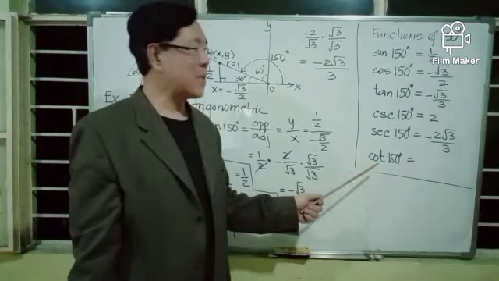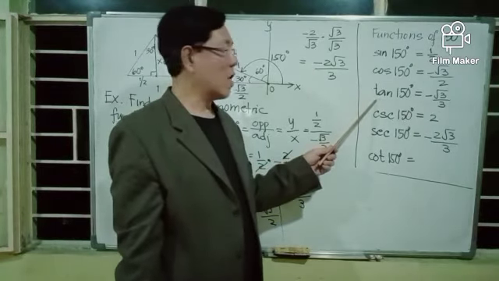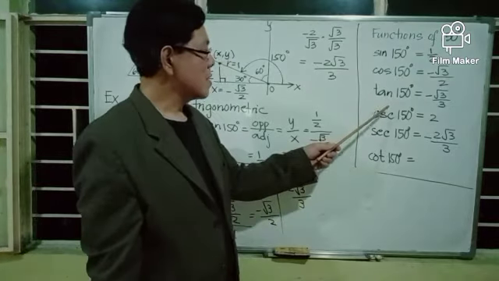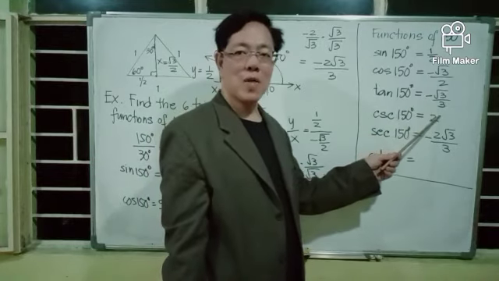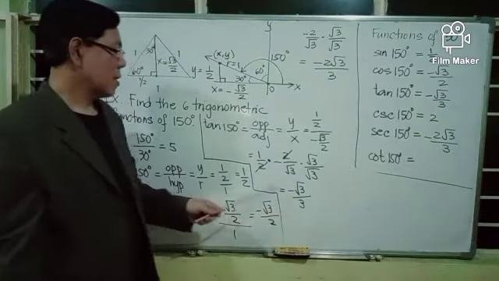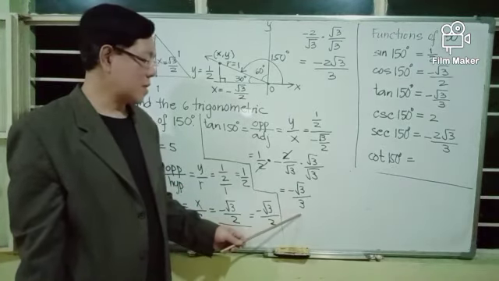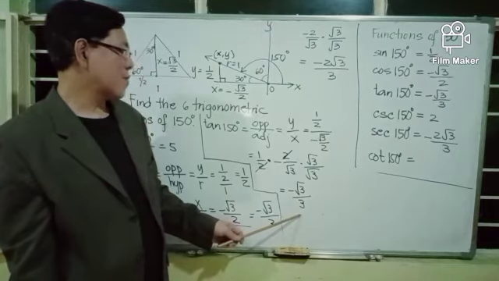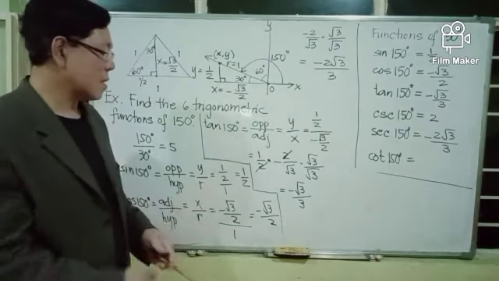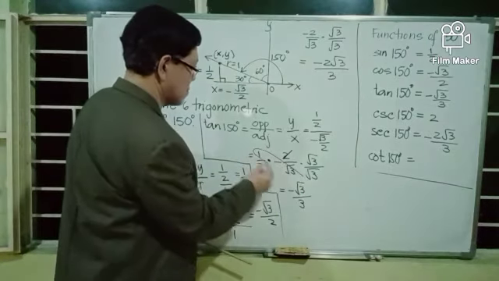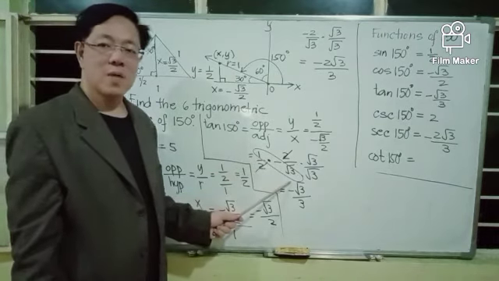Cotangent of 150 degrees is the reciprocal of the value of tangent of 150 degrees. The tangent of 150 degrees is negative square root of 3 over 3. Here, tangent of 150 degrees is negative square root of 3 over 3, which was obtained from the original value of tangent of 150 degrees equal to negative 1 over square root of 3.